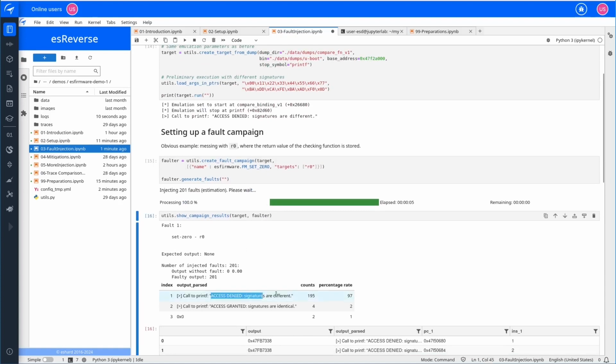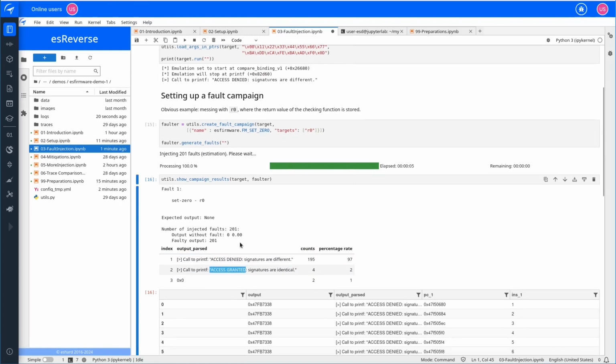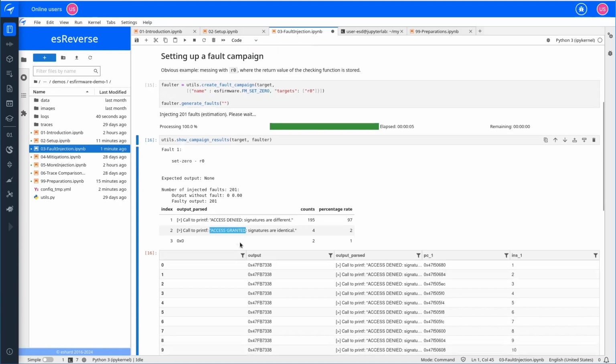And most of the fault injections didn't significantly change the execution of the function. This is to be expected. However, we managed to find multiple places where injecting R0 and forcing it to a certain value did change significantly the result of that, and we managed to circumvent the security feature. So that's expected when we look at the code. However, it's very good that we can now verify that for real using ES Reverse.